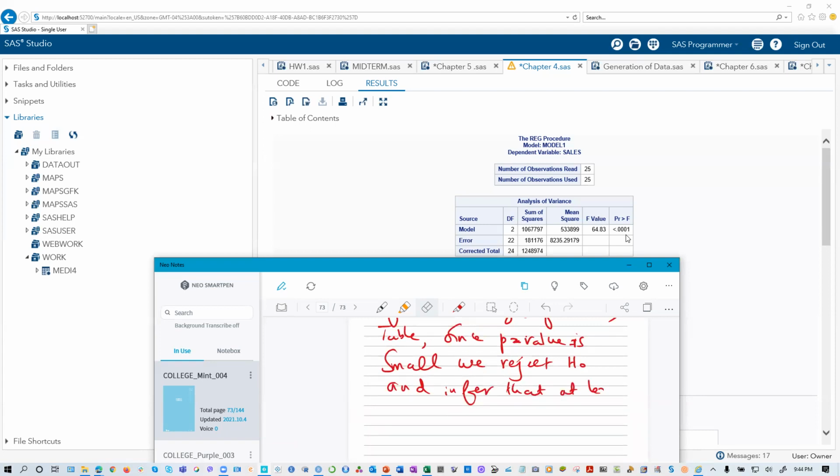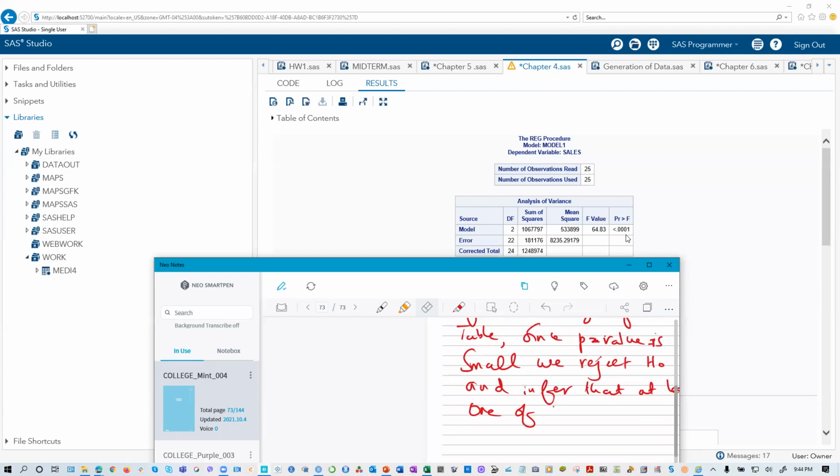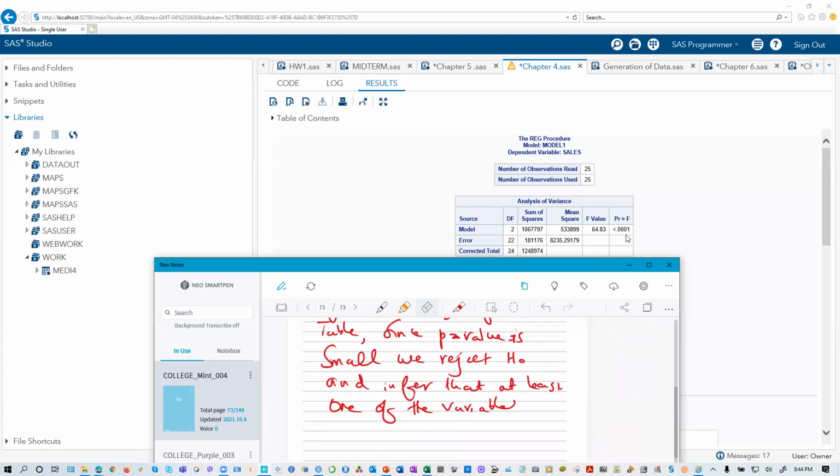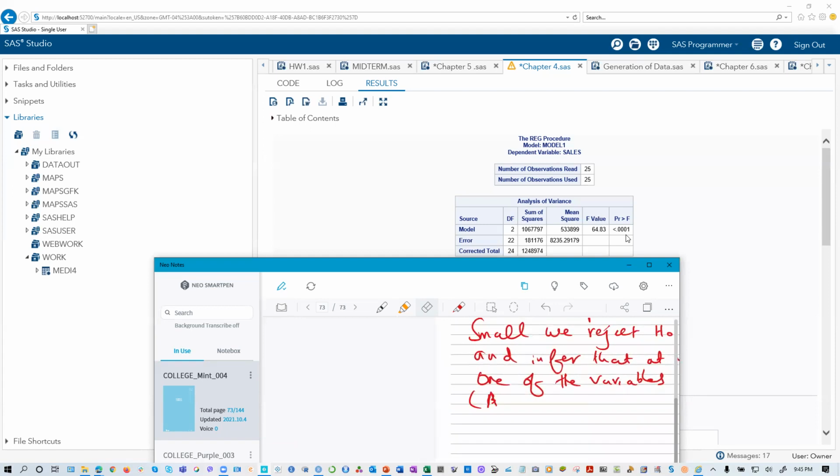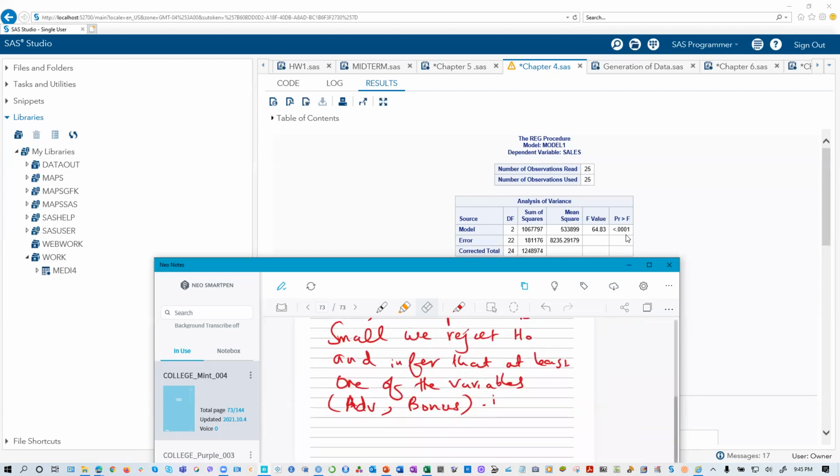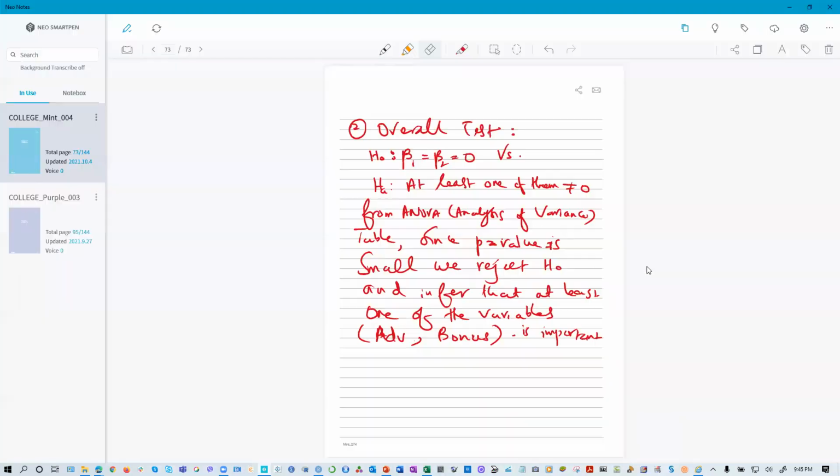We reject H0 and infer that at least one of the variables, advertising or bonus, is important in explaining the variation of sales. That's the overall test. You can run the overall test.